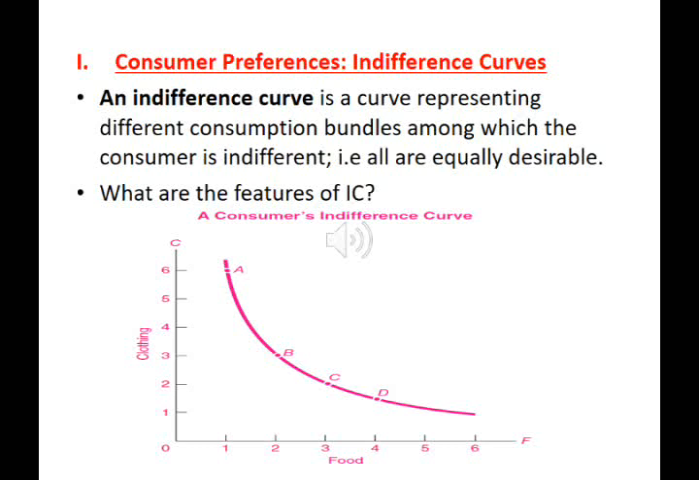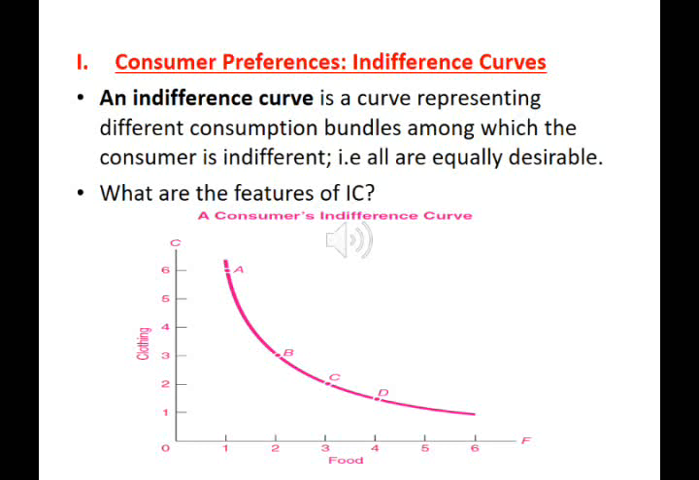Initially, when the consumer had a small amount of food, which means that for him food was a scarce item, he was willing to give up a lot of clothes in order to consume one more unit of the scarce item. But as he moves to the right, he no longer has a scarce amount of food, so he will be willing to give up less and less of clothes in order to increase the quantity of food he is consuming.